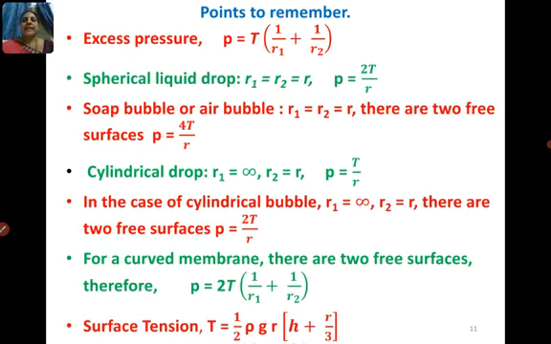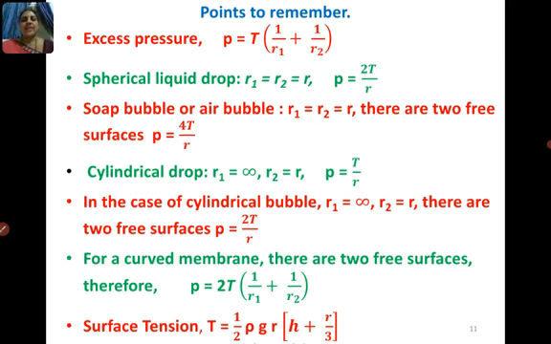Then the excess pressure inside a curved surface is given by P is equal to T into (1 by R1 plus 1 by R2), where T is the surface tension and R1 and R2 are the radii of curvature of the two surfaces. For a spherical liquid drop, R1 is equal to R2 is equal to R, therefore excess pressure is equal to 2T by R. For a soap bubble or air bubble, R1 is equal to R2 is equal to R, and there are two free surfaces, therefore P is equal to 4T by R.